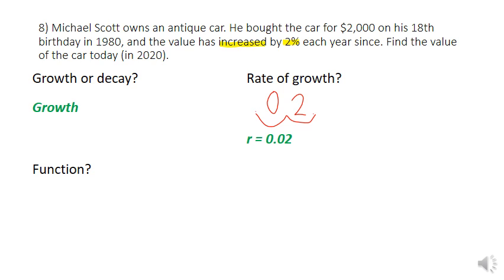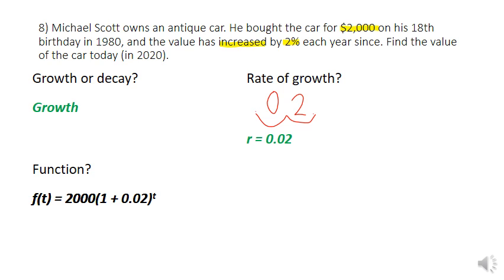All right, then if we want to know what the function looks like, well, we already have the rate. And then if we look back to our original problem, he bought the car for $2,000. So that's going to be our A. So that's our initial amount. Since we're talking about growth, we're going to have 1 plus because we are growing. So we need that growth factor to be greater than 1. We already found the rate of growth. We've got 0.02. And then since this is a function of time, we're going to raise it to the t power. So that's what our function would look like.